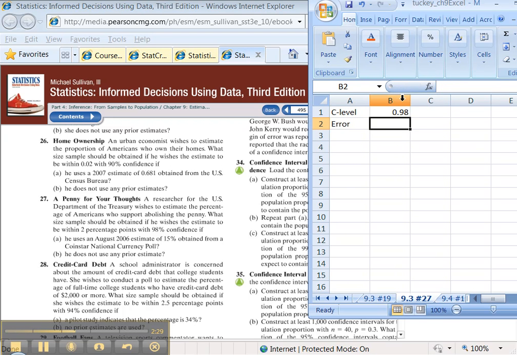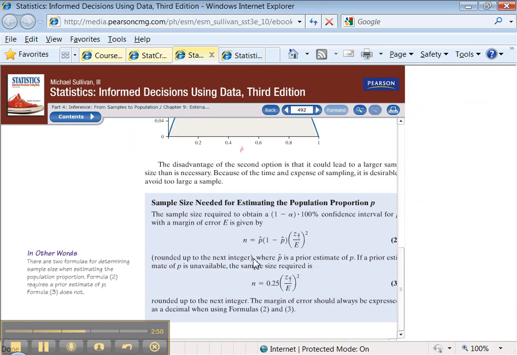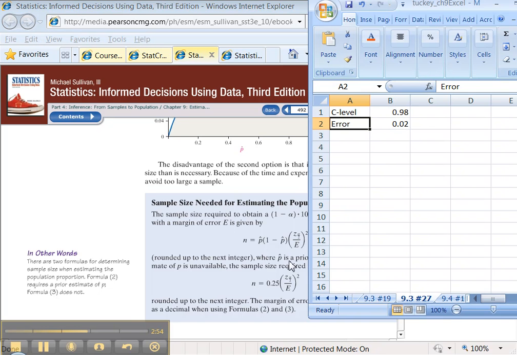The within, that's the error. Now be careful with this. It's a percentage, so it's actually 0.02, right? Tricky. I know it's tricky. Then we're going to need the prior estimate, which I'll deal with in a minute, but that's for part A. But before I go anywhere, I'm going to need Z alpha over 2 to be able to do this. Look at the formula for a second. It's got Z alpha over 2 in there, so we're going to need that critical value we've been finding.